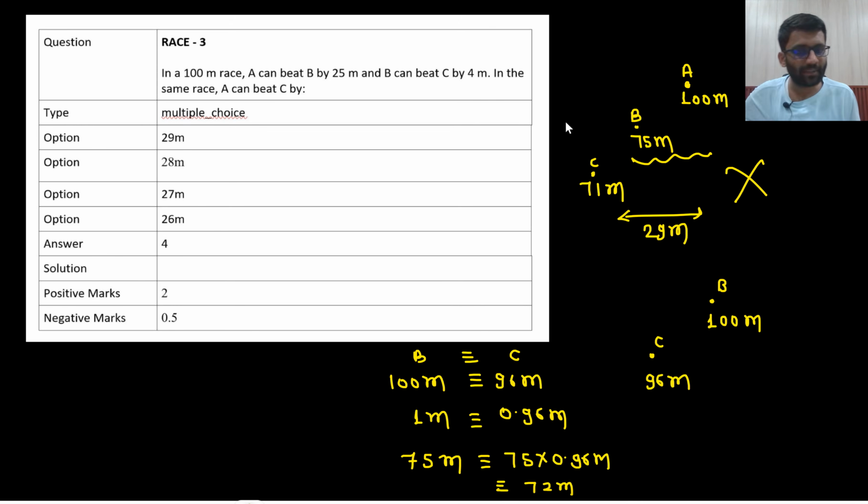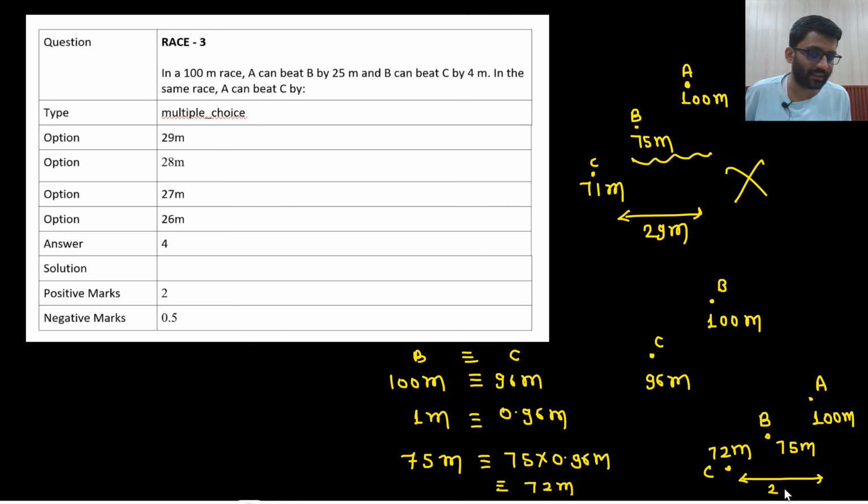So let's just say A, B, C are running in a 100-meter race. A has reached 100 meters. If A has reached 100 meters, that means B would have reached 75 meters. And if B has reached 75 meters, that means C would have reached 72 meters. So A has reached 100 meters and C has reached 72 meters. So what is the distance? That is 28 meters.